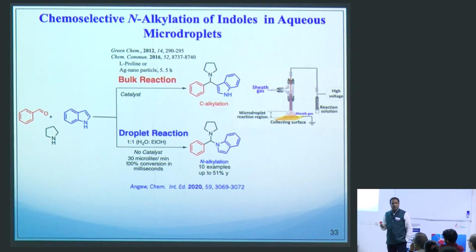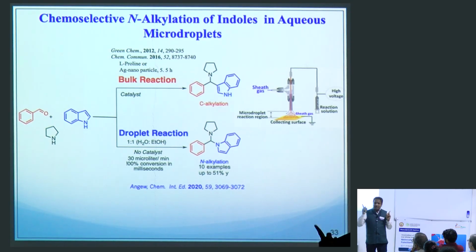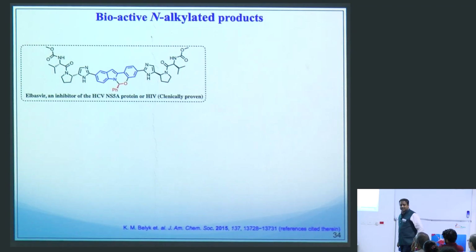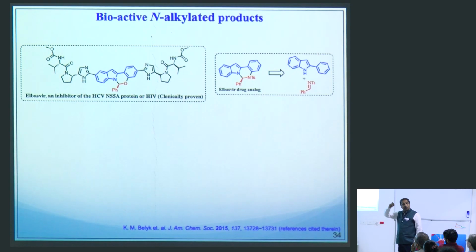Why are N-alkylation products important? These are called hemiaminals. They are highly unstable. Whenever we have two oxygens on a carbon or two nitrogens on a carbon, they go through a reversible reaction to form the basic starting materials again. These types of compounds are always highly unstable. But if you look at the literature, this is one of the HCV drug analogs, clinically proven for HIV, where we have an oxygen and nitrogen core. Industries use longer steps to synthesize this type of molecule.